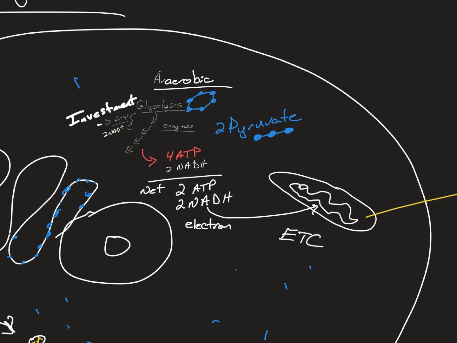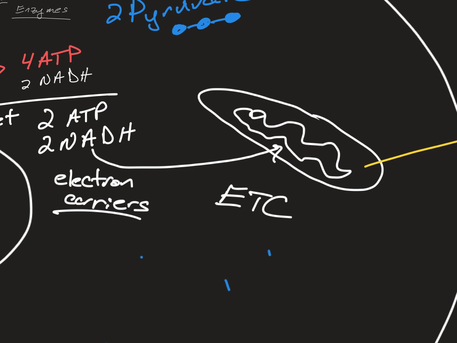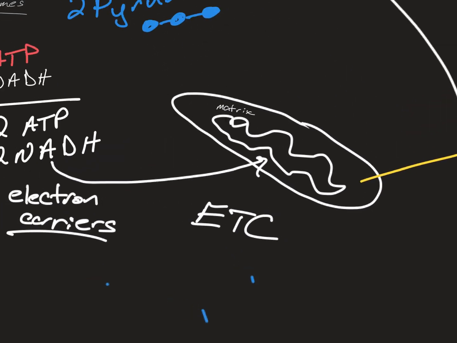The whole point here is to carry electrons to the electron transport chain that's in the membrane, the inner membrane of the mitochondria. This is known as the matrix. You know how you have the stroma in the chloroplast? We have the matrix in the mitochondria.